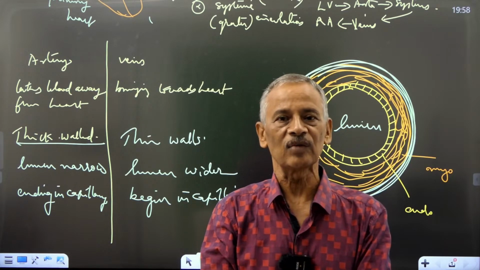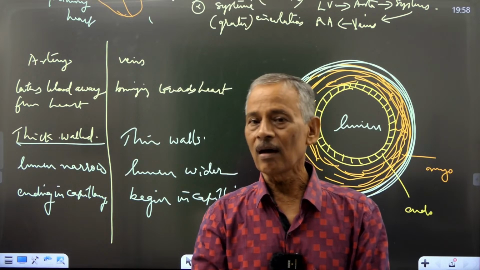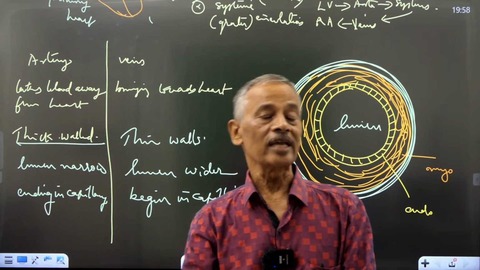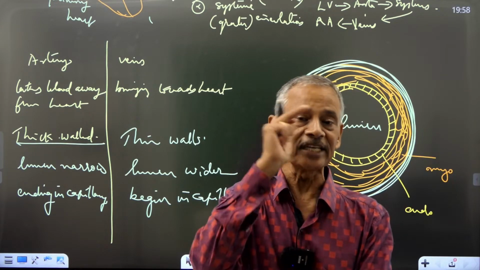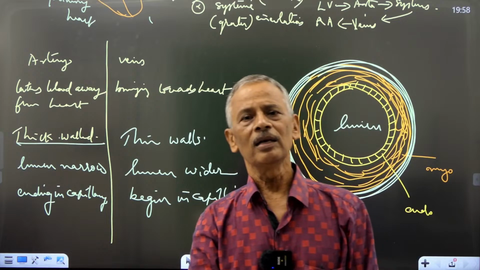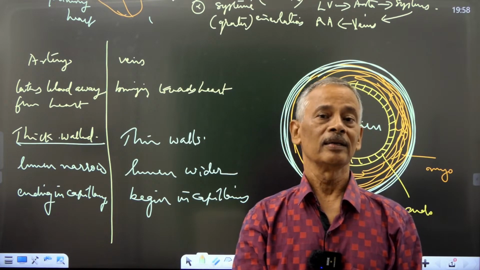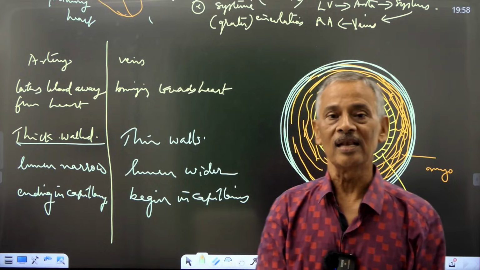Now you understand the definition for an artery and a vein? Now, there are some blood vessels that both begin and end up in capillaries. Those which both begin and end up in capillaries are called the portal system.